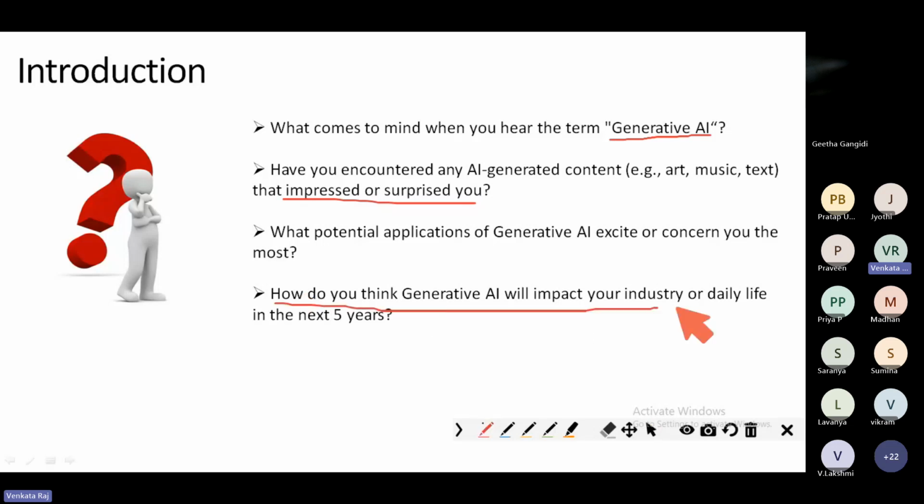Next is very, very important, guys. How do you think Gen AI will impact your industry or daily life in the next 5 years? Or the basic question which I get: are we going to lose our jobs if we do not know Gen AI, if we do not use Gen AI? See, guys, Gen AI cannot replace human beings, first of all. Again, if it comes to performance testing, definitely performance test engineers are required.